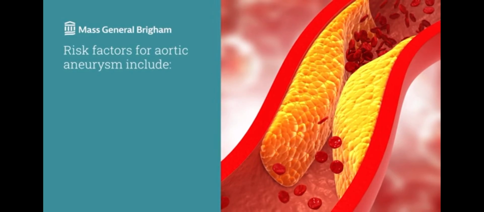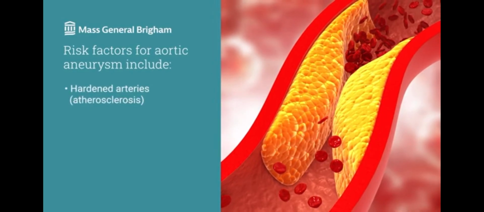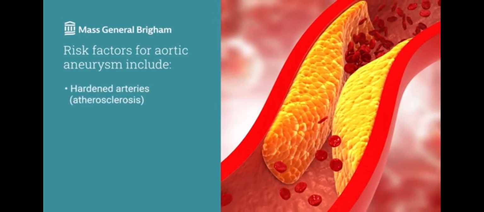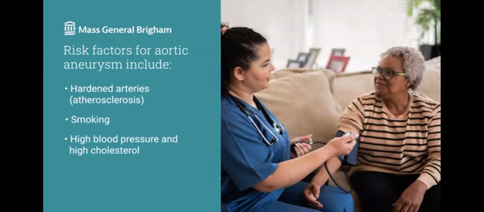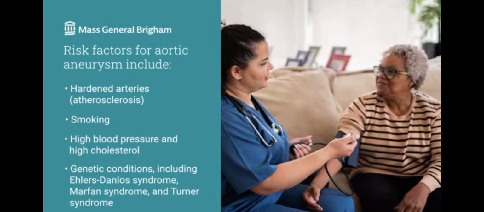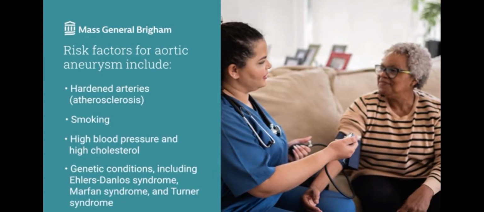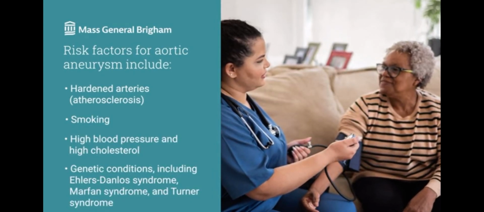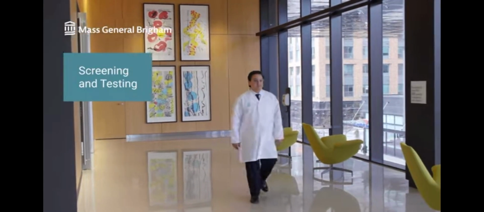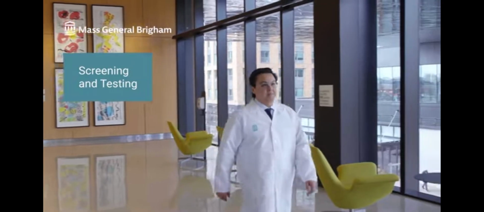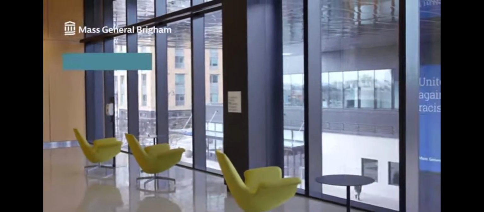Risk factors for aortic aneurysm include hardened arteries, atherosclerosis, smoking, high blood pressure, and high cholesterol. Genetic conditions including Ehlers-Danlos syndrome, Marfan syndrome, and Turner syndrome. Is there a screening test for aortic aneurysm? Yes, we use ultrasound to screen for aortic aneurysms.